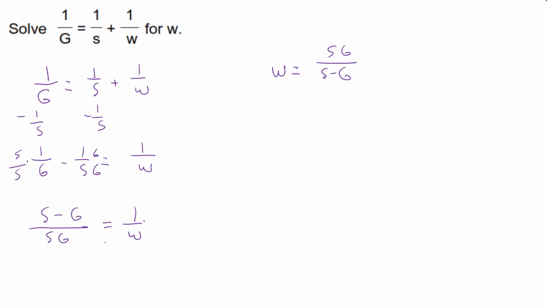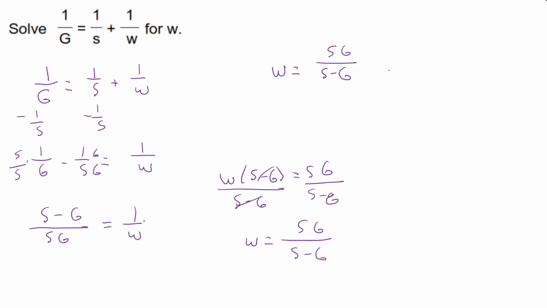Okay. Now, could we do that again with cross product? Yeah, because what happens is you're going to multiply those. So we're going to get W times (S minus G) equals SG. Now we divide by S minus G. Those cancel, and so W equals SG over S minus G, which is what we got here.